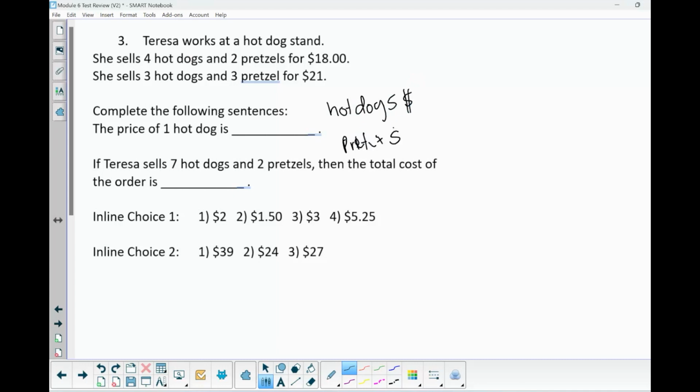Don't know how much those cost. So I'm going to use H for hot dogs and P for pretzels. And I can build an equation based on both situations. So the first situation, we had 4 hot dogs.